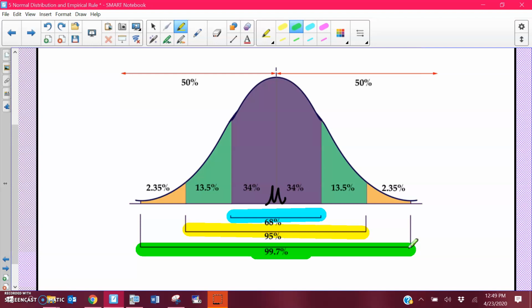Now, if you notice, this bell curve encompasses 100% of your data. It's just that some of it may be really, really far away from your mean. It could be 4 or 5 standard deviations. It's just highly unlikely.